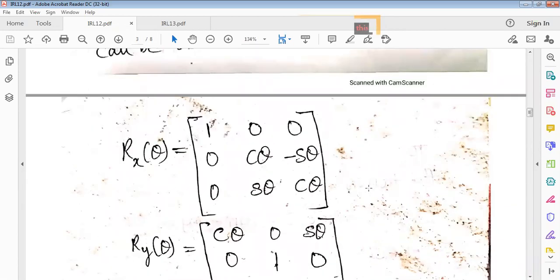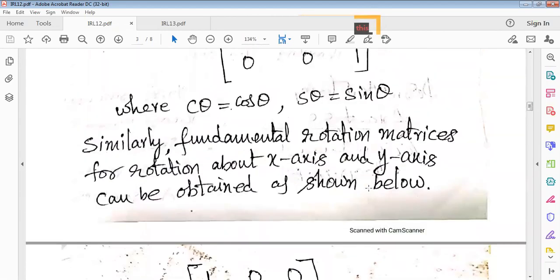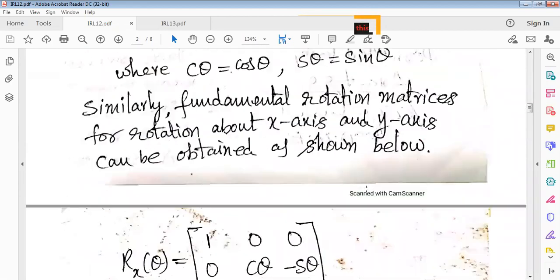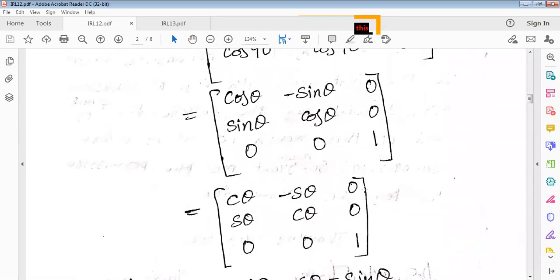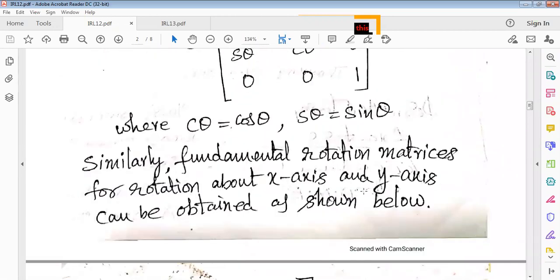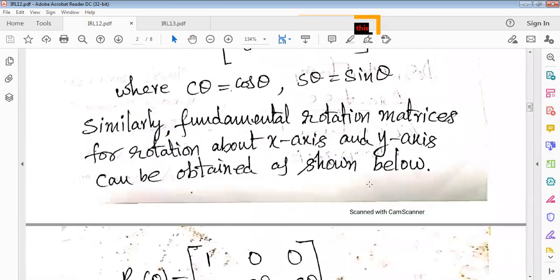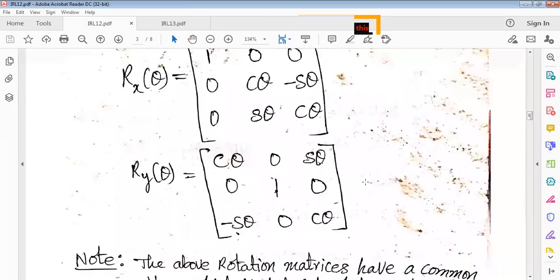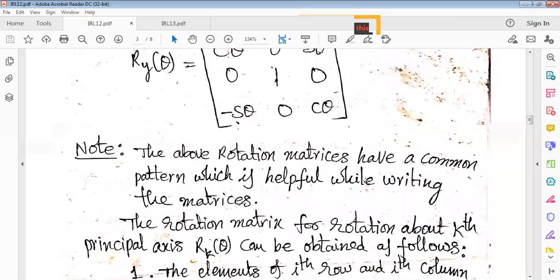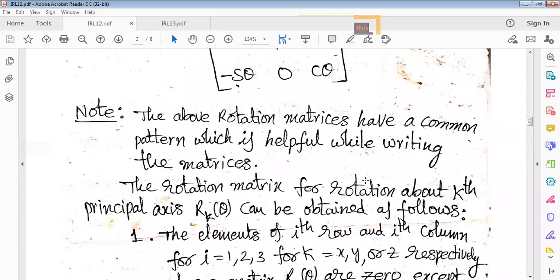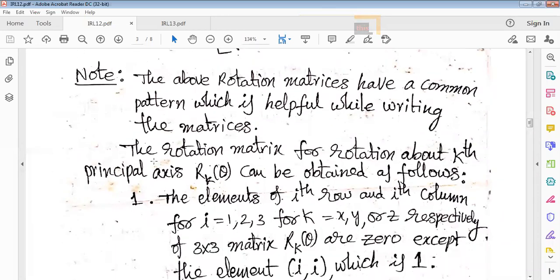So if you observe these three matrices, about the x-axis, y-axis, and z-axis, there is a common pattern we can follow to write these rotation matrices. So what is that common pattern? Let us see. The rotation matrix for rotation about a principal axis k, Rk of theta, can be obtained as follows.